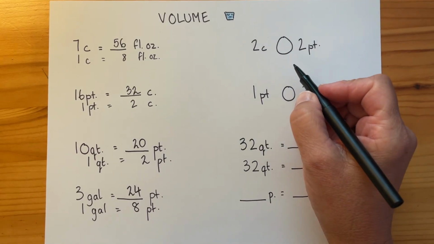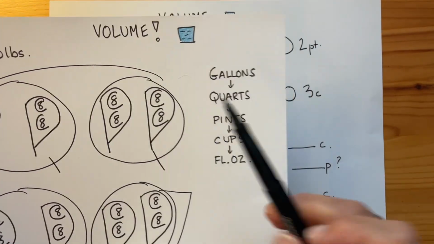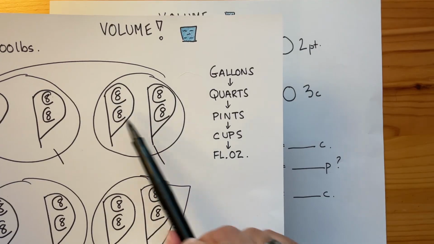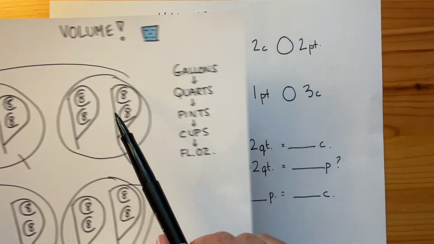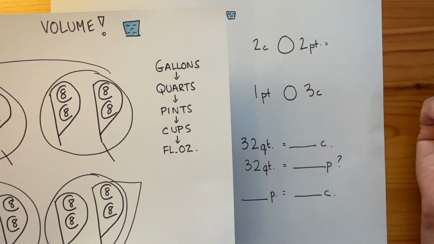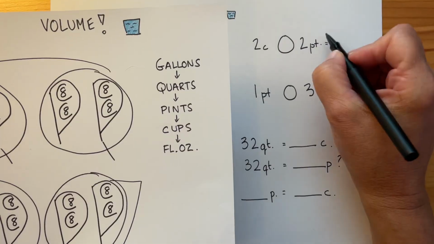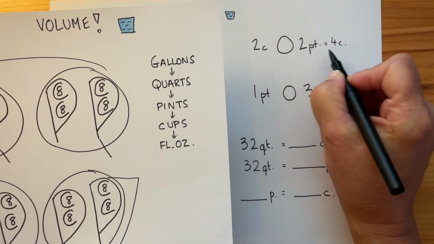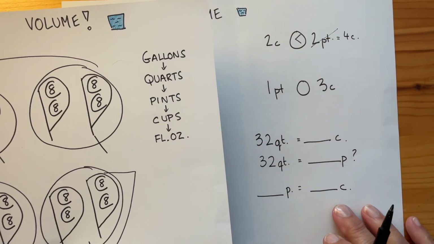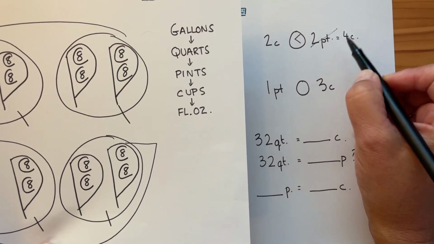So I'm going to look at my picture. It's 2 cups and 2 pints. Well, I know I'm looking at 2 of the pints. How many cups are in 2 pints? Well, there are 4, right? So 2 pints is the same as 4 cups. Now they're speaking the same language. I know that 2 pints is actually bigger because I've just made them speak the same language. All this just by looking at my picture.